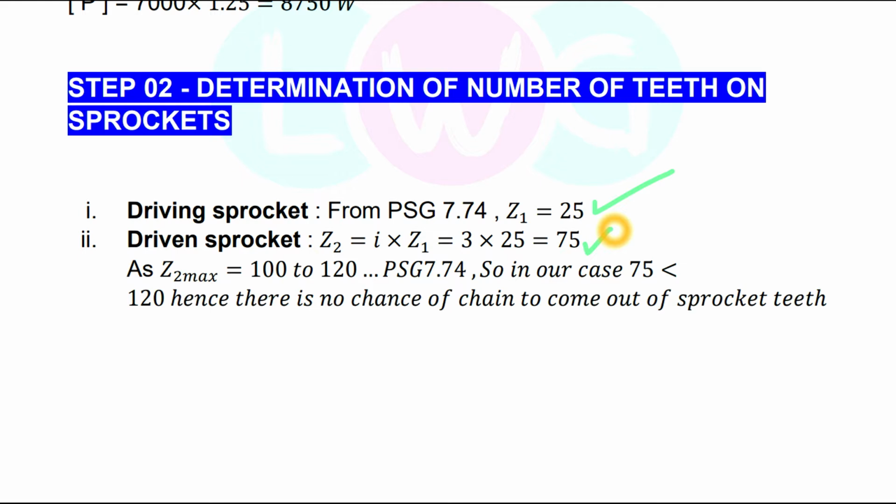And Z2 max is also given, as Z2 max is 100 to 120, on PSG page number 7. So in our case Z2 is 75, which is less than 120. Hence there is no chance of the chain coming out of the sprocket teeth. So in this step we have found the number of teeth on both the sprockets, driving as well as driven.